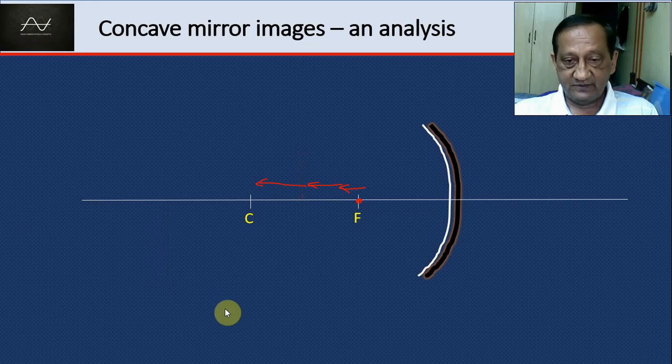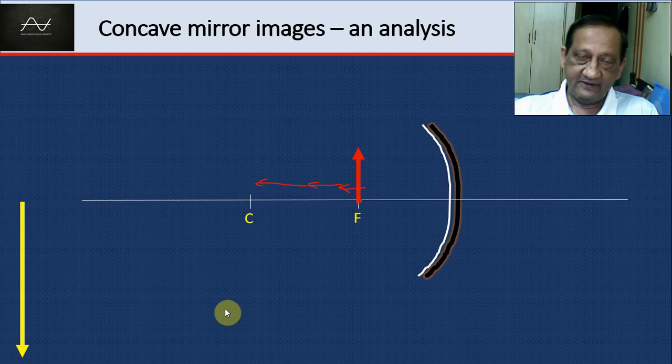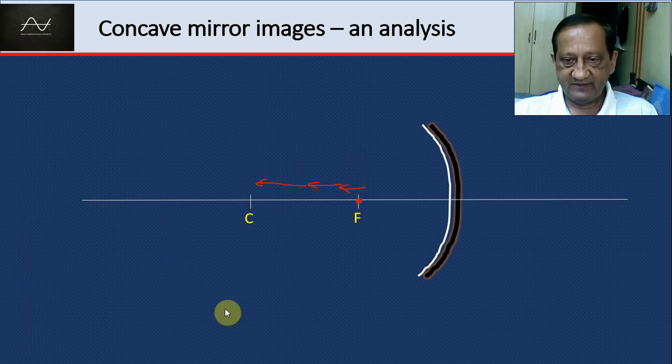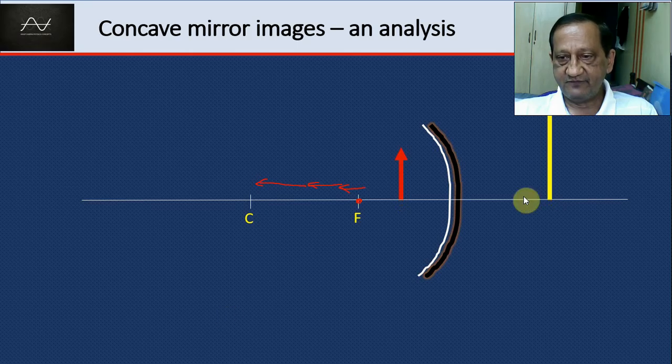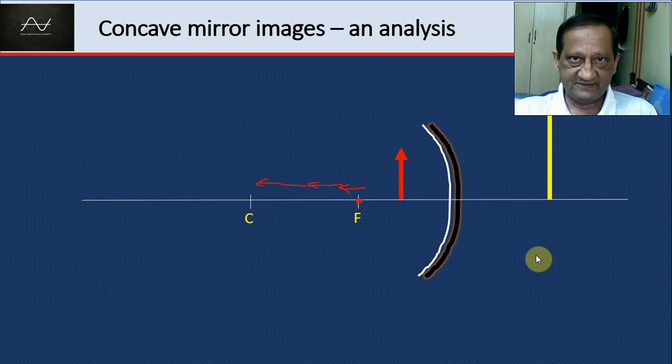Bring it to F, the object at F. The image is highly magnified and goes to infinity. These were the first 5 points. The sixth point is different. If you bring it between the focal point and the pole, the image is being formed behind the mirror. It is virtual, erect, and magnified. I hope this animation has helped you to understand the trend.